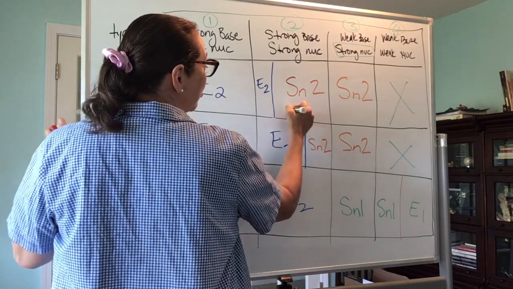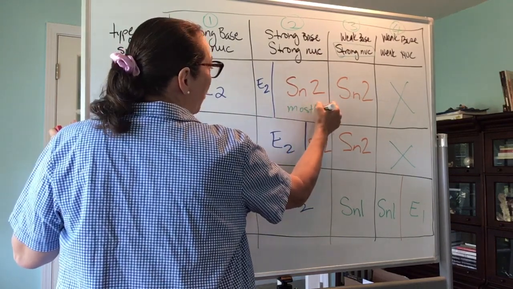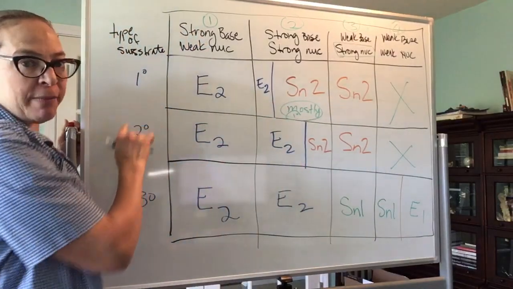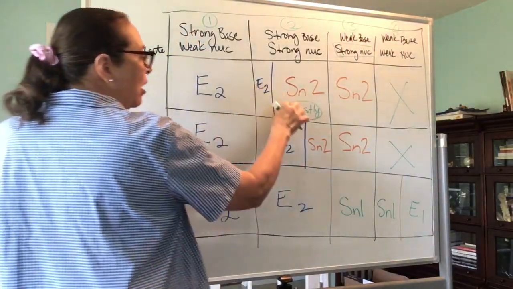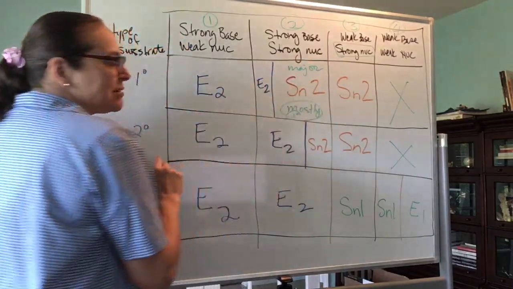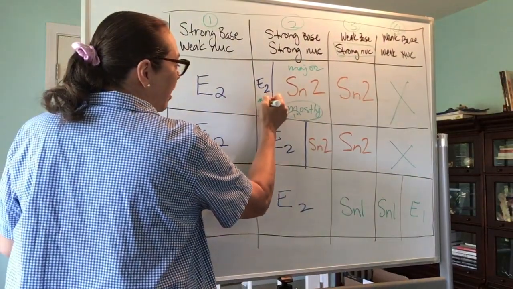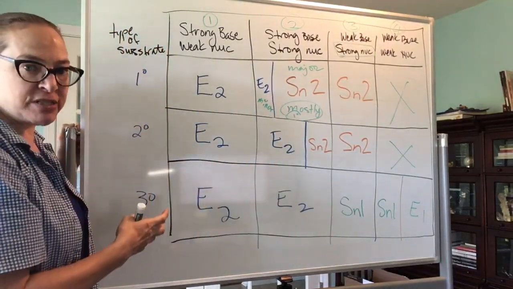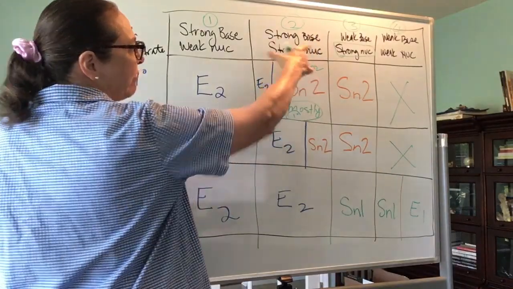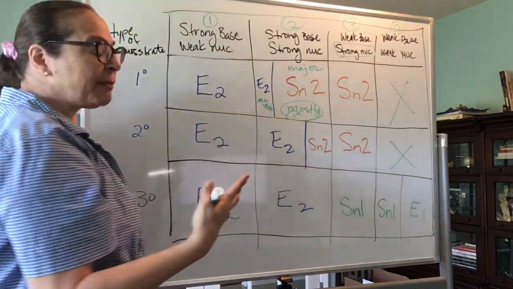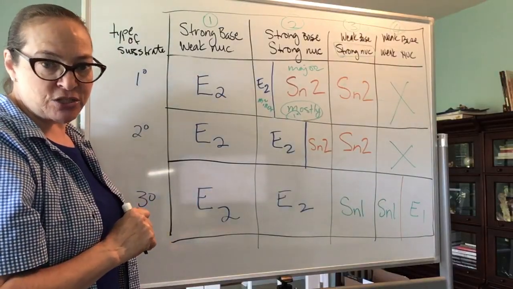However, it's still going to be mostly or primarily an Sn2 reaction for primary substrates. So the larger or the major product is going to be an Sn2. The minor product is going to be an Sn1. And that is for primary substrates when you have a category 2. If you have a category 1, it's going to predominantly give you an E2 elimination.